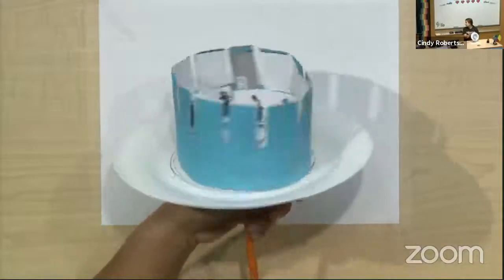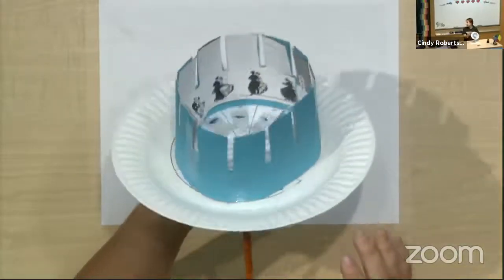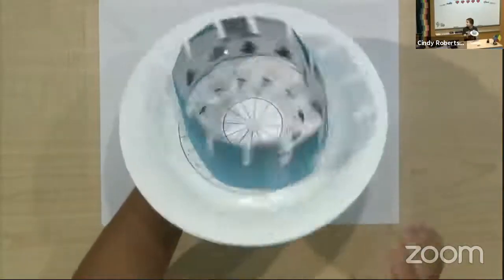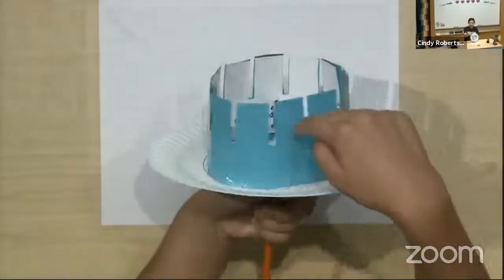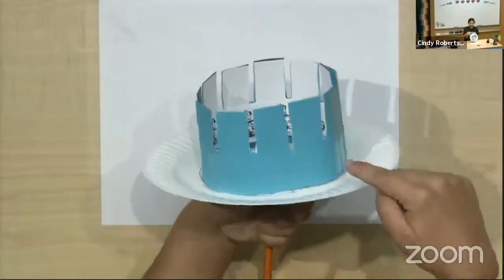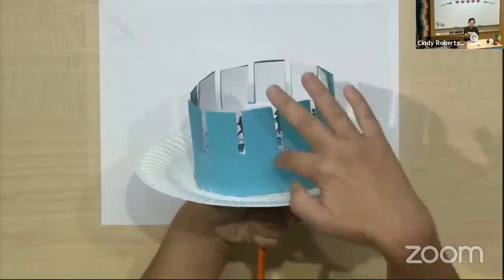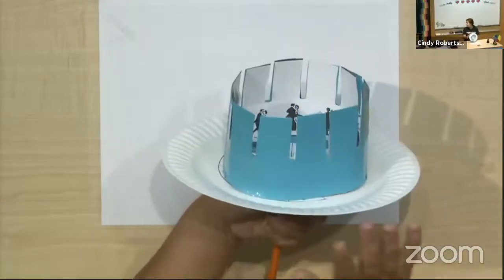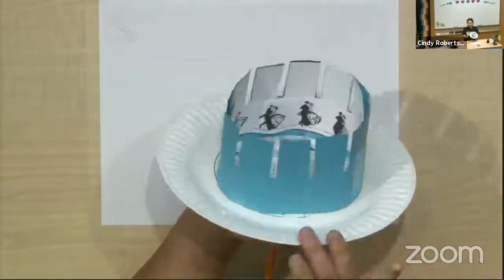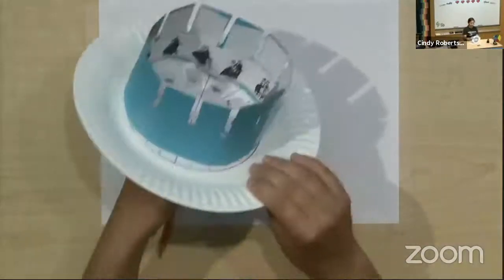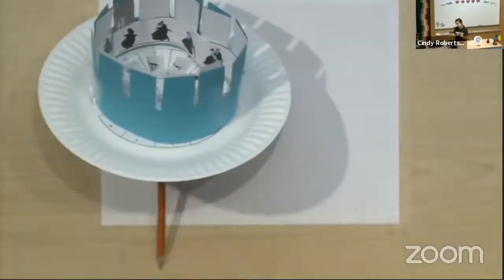It's kind of hard to show on this camera, so I'm going to show you another video, but in real life, just spin it like this and look through the sides, look through these divots. If you're having trouble seeing it, maybe make the slits a little larger. But yeah, you should see a continuous motion of the people dancing or whatever image you chose.